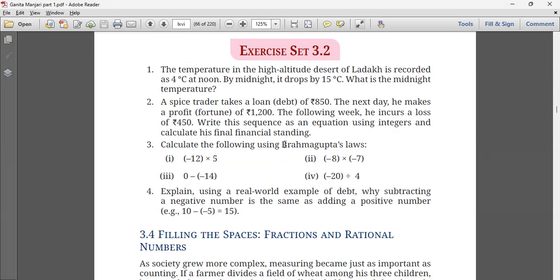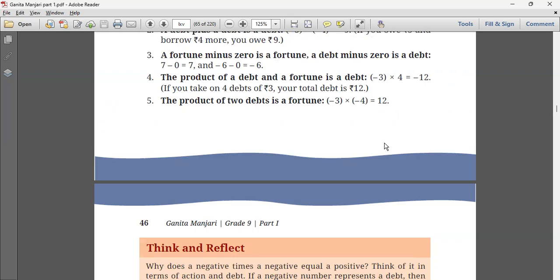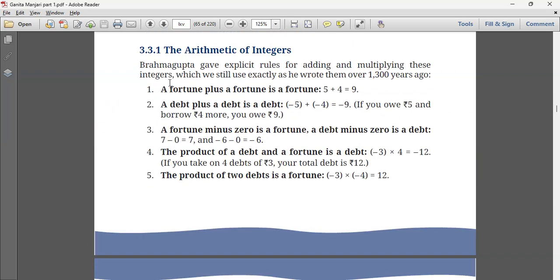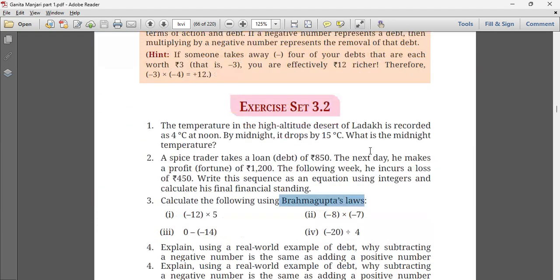See this, in this question we need to use Brahmagupta's law. Already in the book they have given a few Brahmagupta's laws, the arithmetic of integers. Fortune plus fortune is a fortune. A debt plus a debt is a debt. A fortune minus 0 is a fortune, and a debt minus 0 is a debt. Product of a debt and a fortune is a debt. Product of two debts is a fortune. So we have 5 laws. Apart from these 5 laws, some more laws are there. I will show you. Now we will solve these questions.